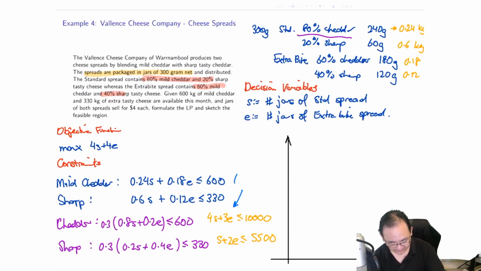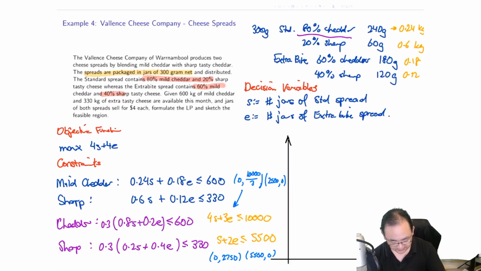So if s equals 0, e is going to be 10,000 over 3, so that's 333.3 repeated, and if e is 0, then s is equal to 2,500. And then for this one at the bottom, if s is equal to 0, then e is going to be equal to 2,750, and if e is 0, s is going to be equal to 5,500. Alright, and now I should be able to sketch both these functions pretty easily.